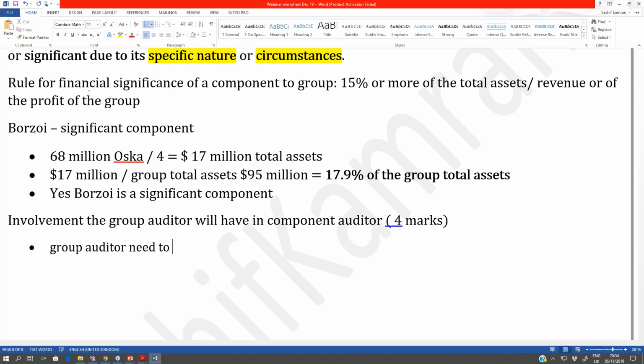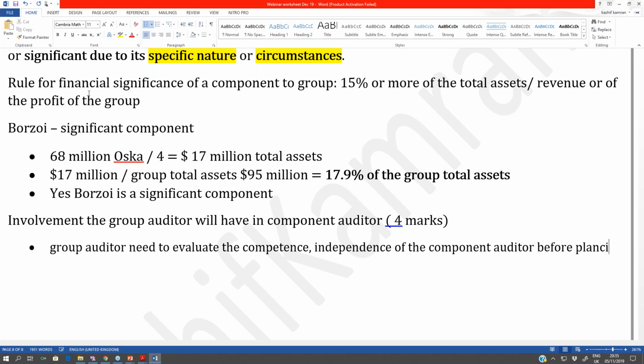needs to evaluate the competence and independence of the component auditor before placing any reliance on the work of Saluki. So you need to confirm the competence and independence of Saluki, because Saluki is a component auditor of a significant subsidiary. So you need to first test Saluki because it's a local firm of auditor.